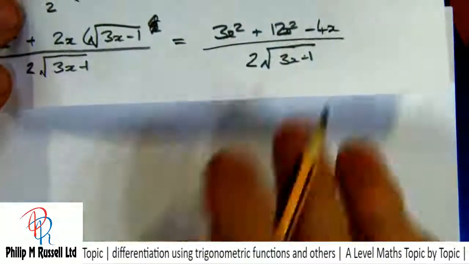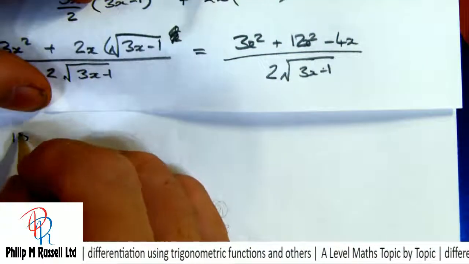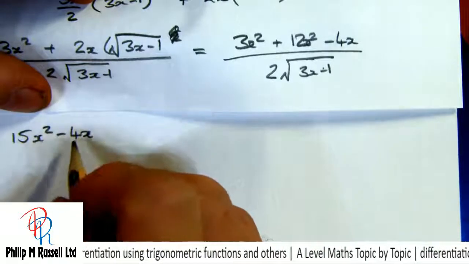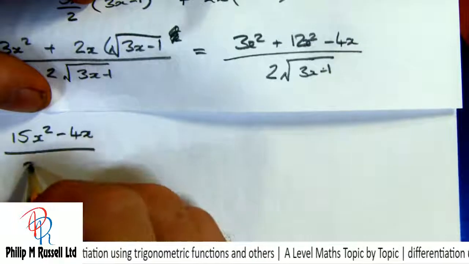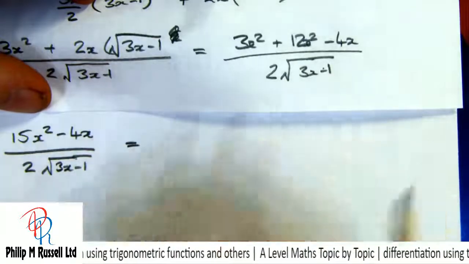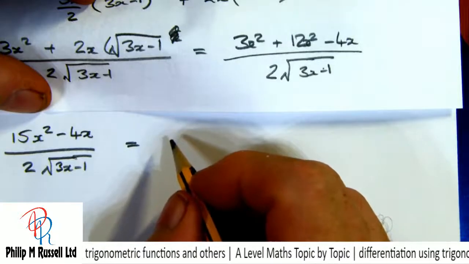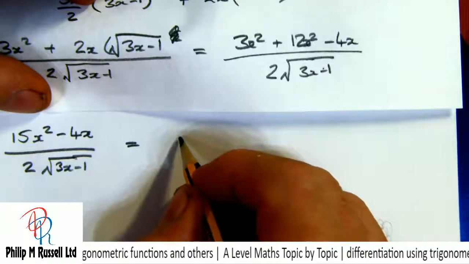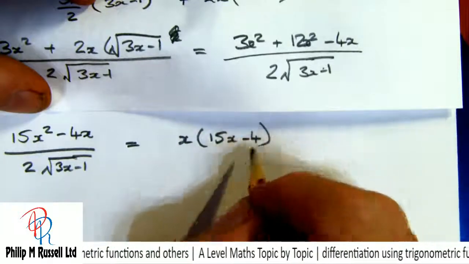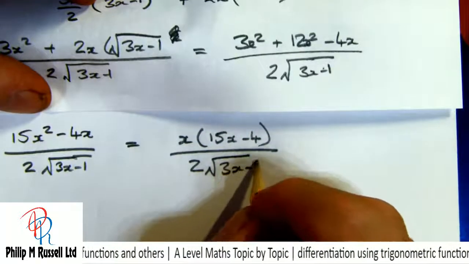Let's move paper up a little bit. So that's going to give me 15x squared minus 4x all over 2 root 3x minus 1. And if I do some work with that, I can take a factor of, well, just x out really, isn't it? So x into 15x minus 4 all over 2 root 3x minus 1.